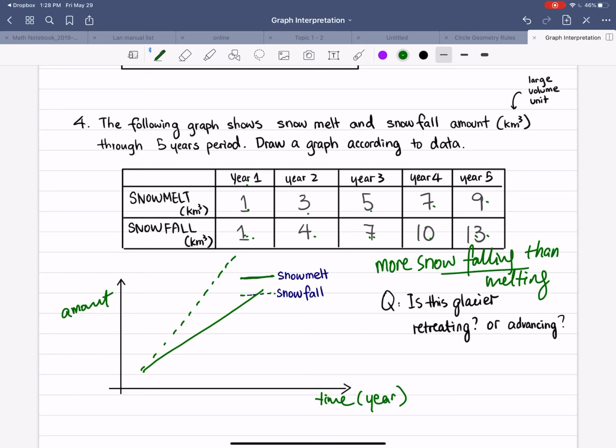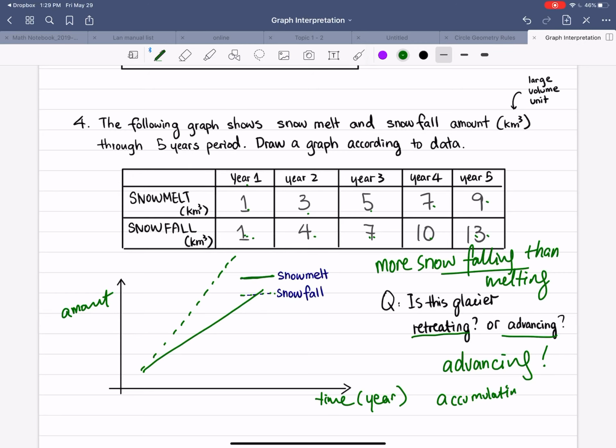So is the glacier retreating or advancing? Retreating means it's melting faster. Advancing means it's accumulating faster. That means it's accumulating, okay? So that's how you interpret graphs.